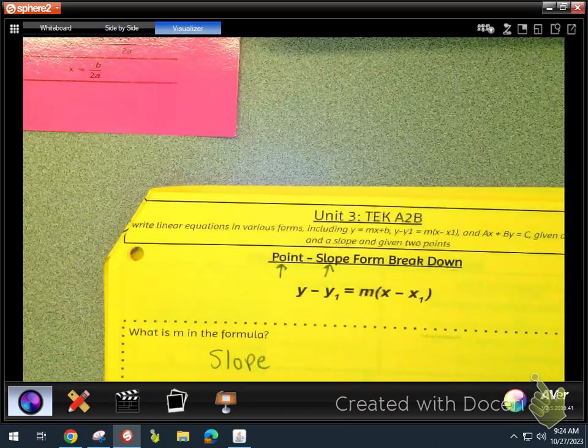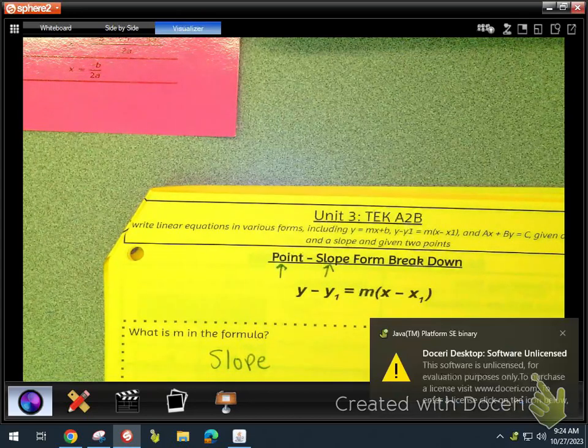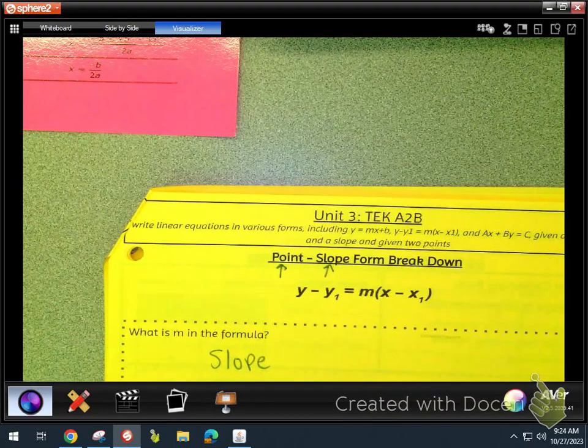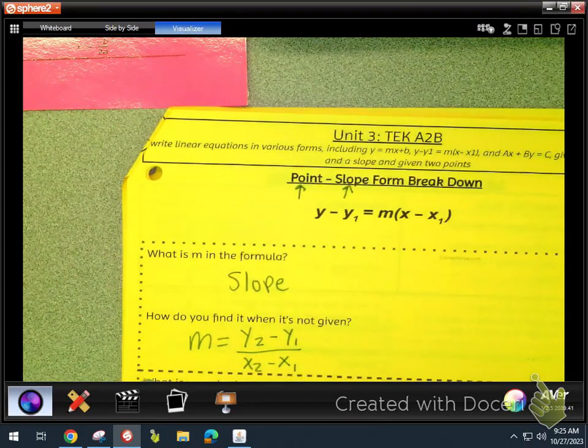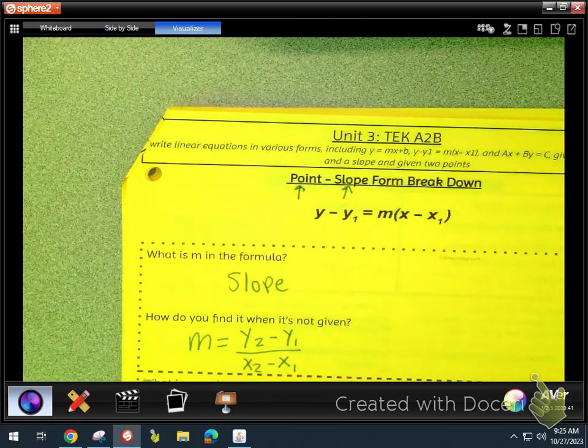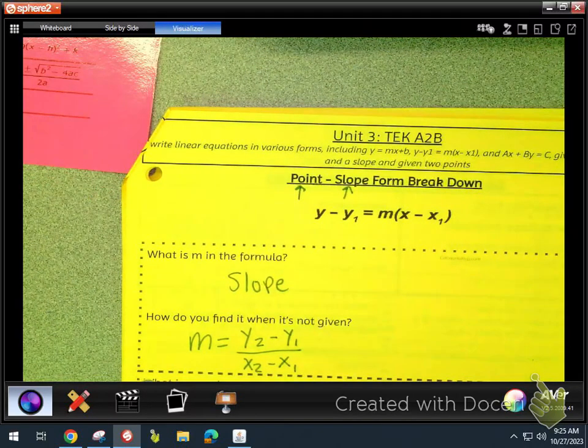Okay? So you can see it there. What do you do if you are not given the slope? Some of the problems say, here's your slope. Some of the problems don't say that. So you gotta find it. How do we find it? Y2 minus Y1 over X2 minus X1. Where is that formula? On the chart. It's called slope of a line.